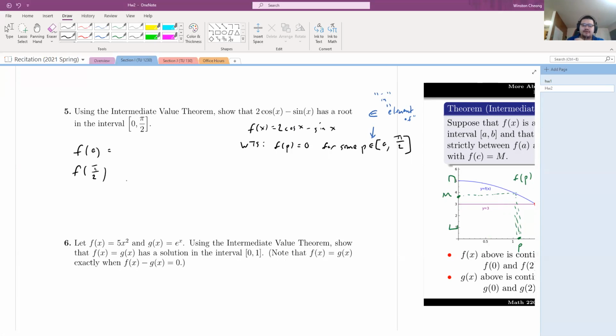And then IVT is going to say, oh, then there has to be some point in this interval such that the function will equal 0 at that point. Okay, so now we're just going to test. So let's see, cosine of 0 is equal to 1. Maybe I'll just specify it all out. So cosine of 0 is going to be 1, so we get 2 minus, and then sine of 0 is 0, so we get the value 2. Okay, that's nice.